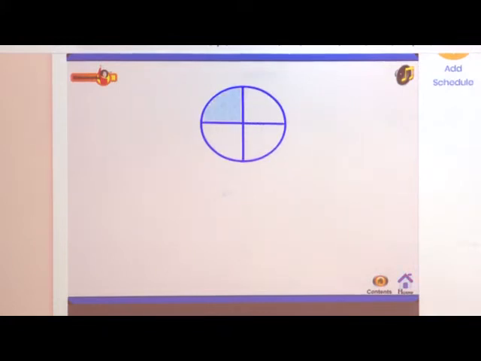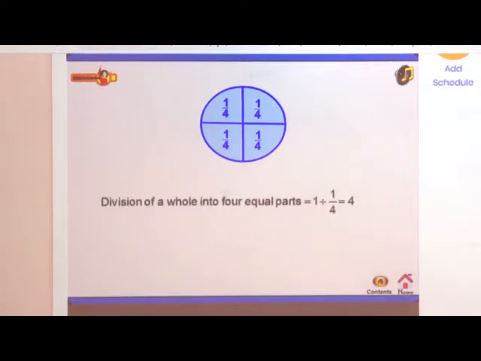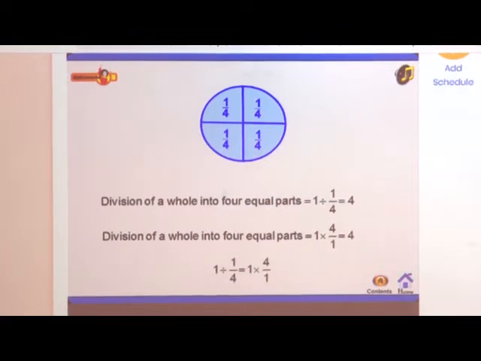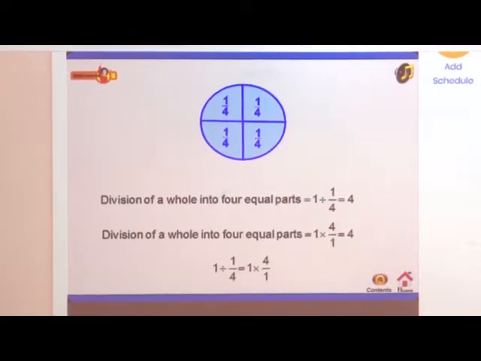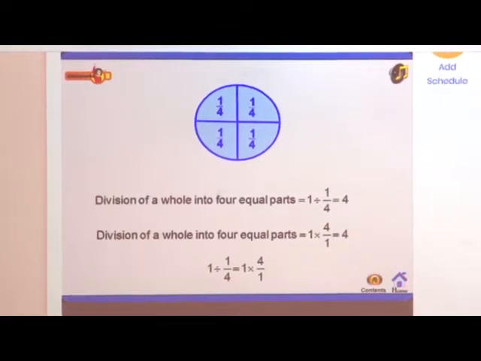Let's observe this situation. A whole part is divided into 4 equal parts. We can write it as 1 divided by 1 upon 4, which gives the result as 4. Thus, there are 4 equal parts of a whole. Also, if we write it as 1 multiplied by 4 upon 1, it gives the same result. Thus, 1 divided by 1 upon 4 is equal to 1 multiplied by 4 upon 1.